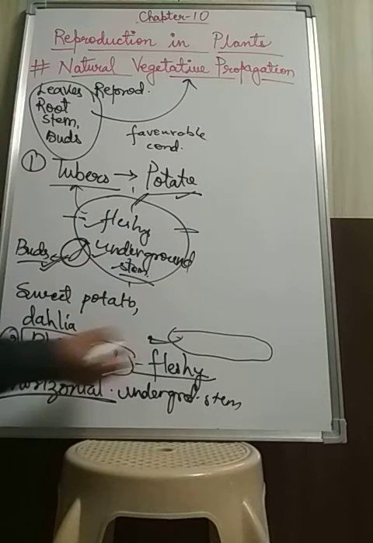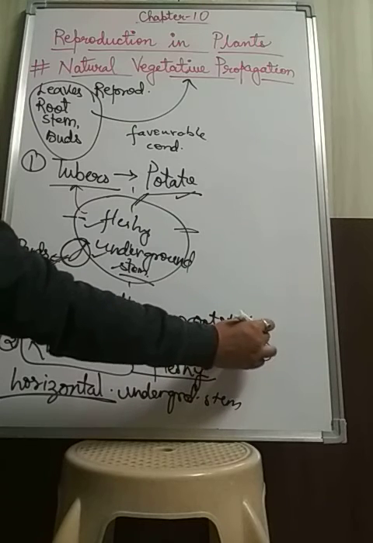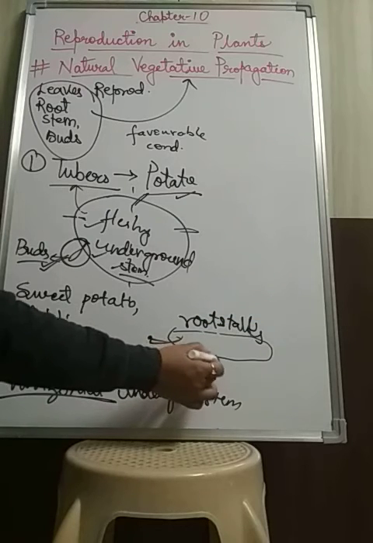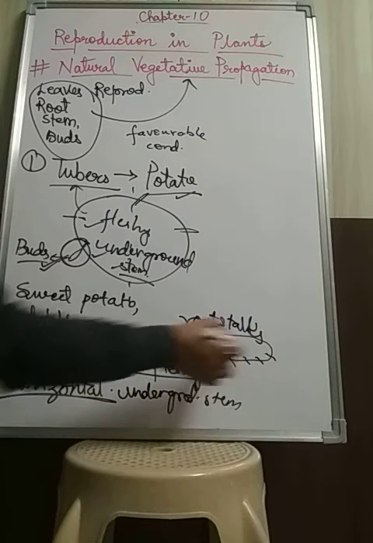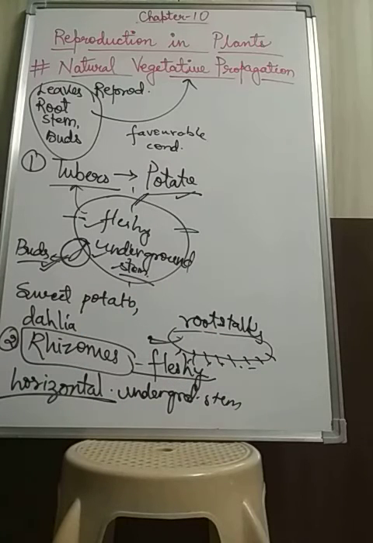What do we call these underground stems? They are known as root stocks. Why? Because small roots are there on their whole body. That's why they are known as root stocks. The examples are ginger, turmeric, iris and ferns. They propagate through rhizomes.